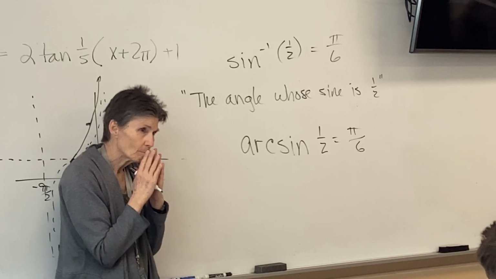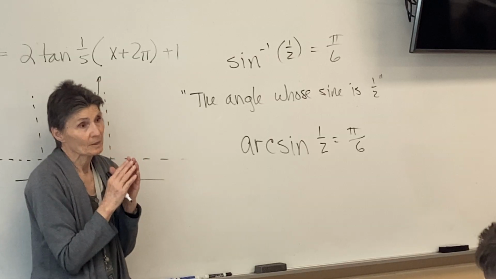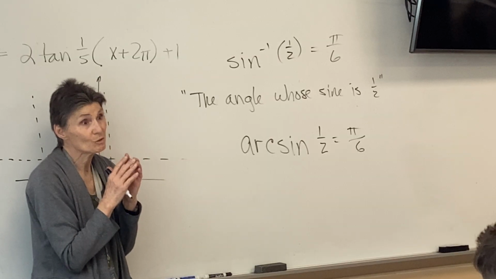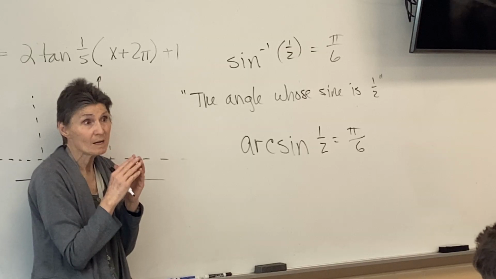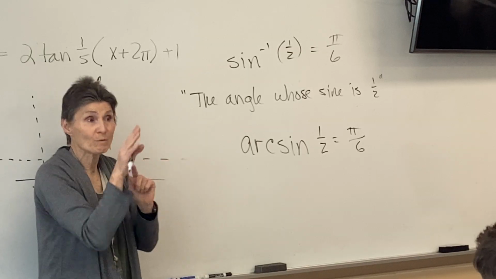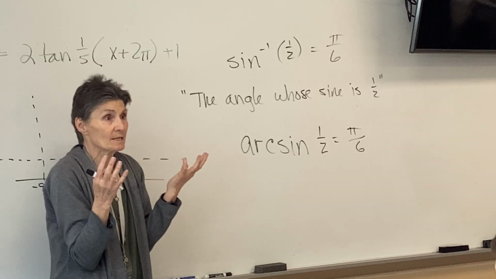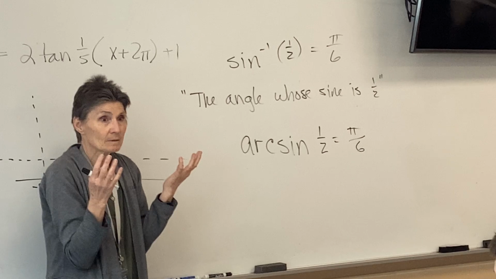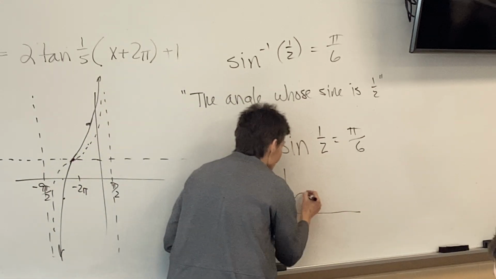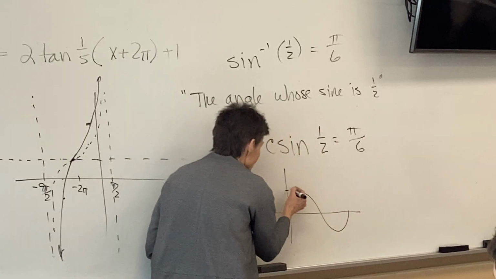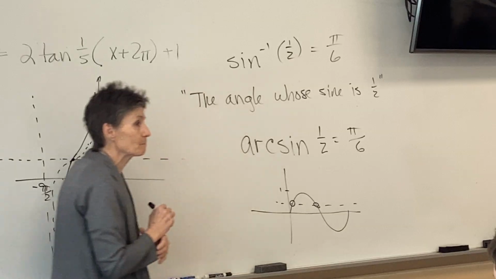Caitlin? Shouldn't there be 2 answers? Oh, couldn't there be 2? And actually, couldn't there be a lot more than 2 if we're allowed to go around more than one time? But you're right, in one revolution of the unit circle, there's 2 places where the sine is 1/2, right? And that makes sense if you think about your sine curve. Here's your sine curve. This is 1. Here's 1/2. Aren't there 2 places right there?